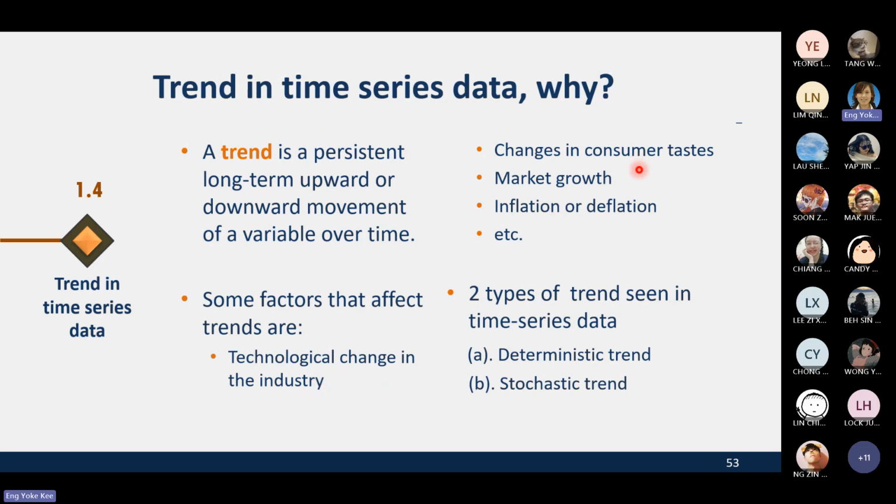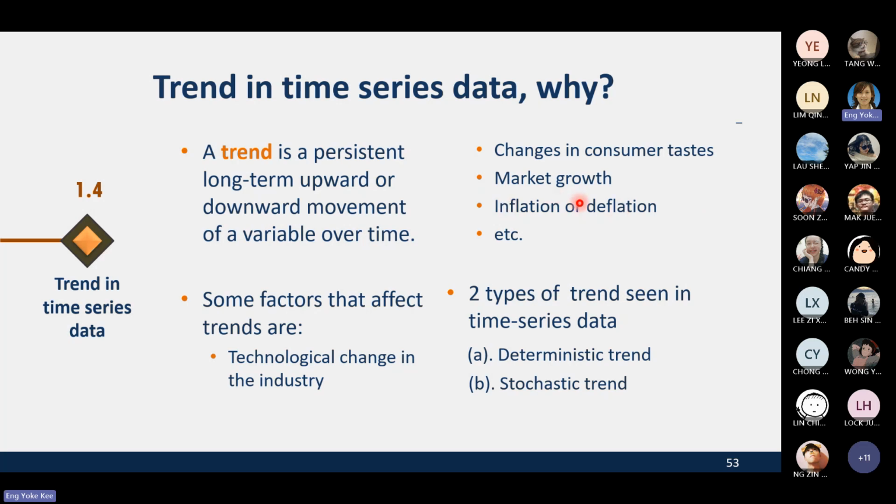Okay, so change in the consumer taste. Suddenly you see it reflects the value becoming increasing over time. Suddenly the pattern of the society has changed. For example, nowadays people are more inclined to vegetarian, for example. Okay, so you see that the trending pattern changes.